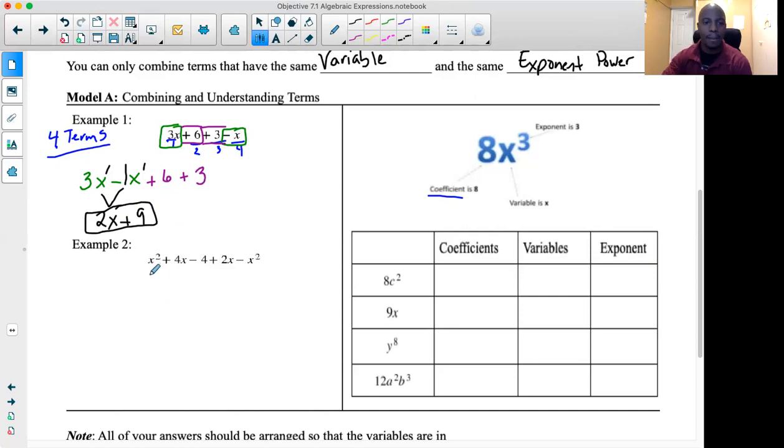Let me go on to example 2. Once again, I would ask yourself, how many terms are there? Take a second. Remember, a term is separated by plus and minus signs. If you want to make a note here, say a term is separated by plus or minus signs.